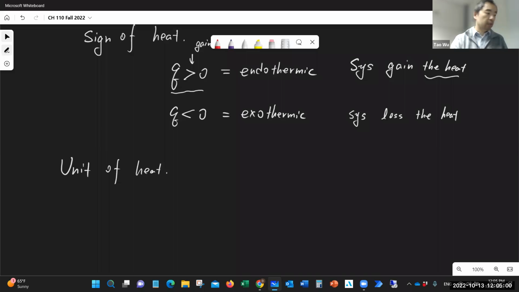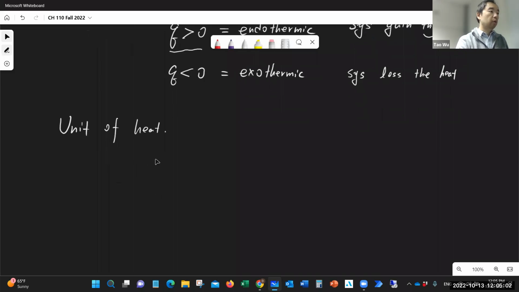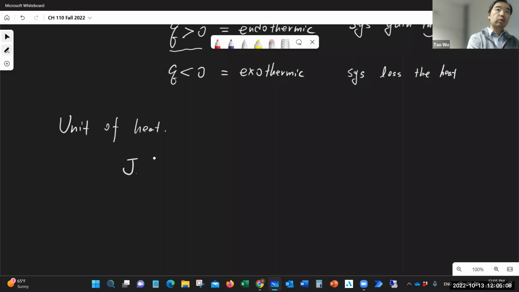The unit of the heat. In general, what's the unit that represents heat? Generally, in chemistry, we're using joule. This is an SI unit, international system. We're using joule as the energy, so this is the unit for energy.